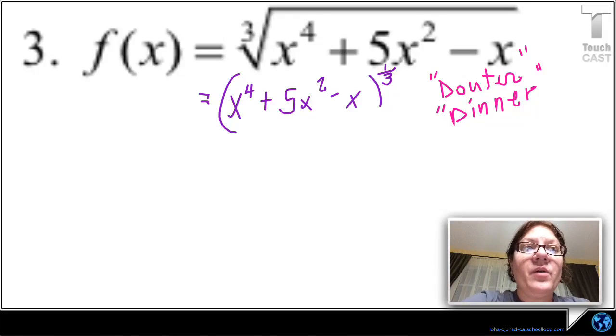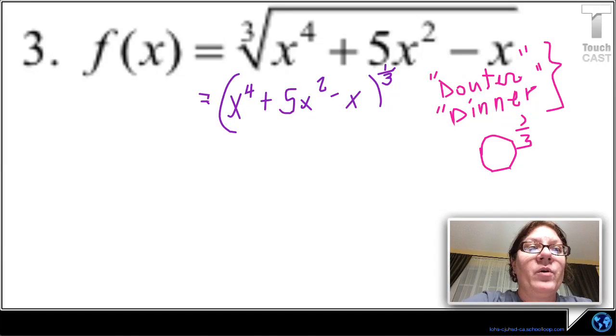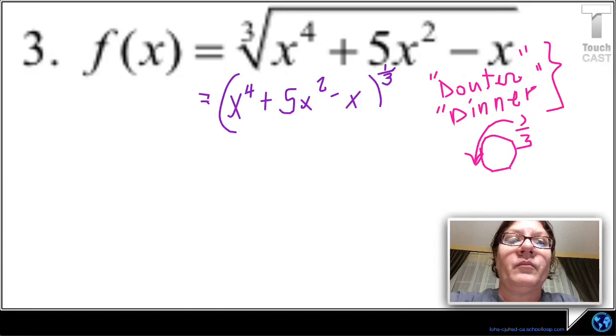Okay, so this is where you have to use the chain rule. And remember, chain rule, I said you could use outer, dinner. So first you have to do the derivative of the outer. Well, think of this as a big bubble. It's some bubble raised to the 1/3 power. And we know that whenever we have powers, we just multiply it by the front and then power down. So that's exactly what I'm going to do on this.